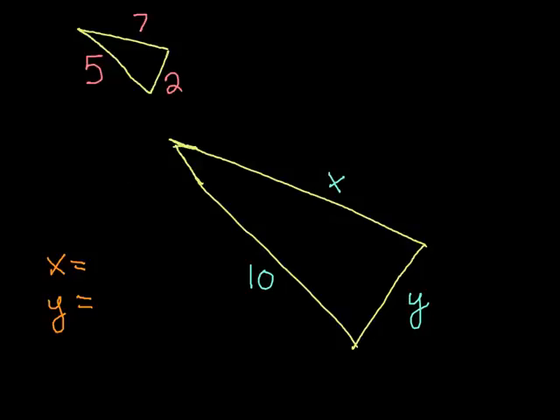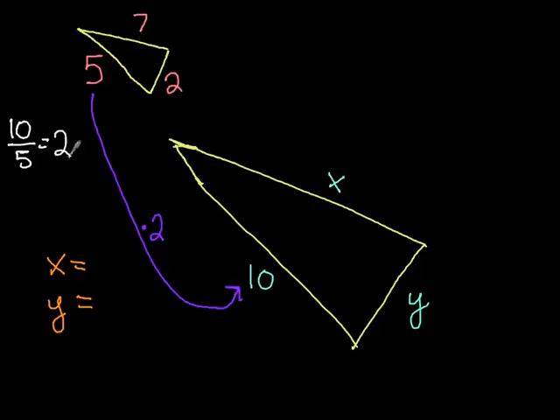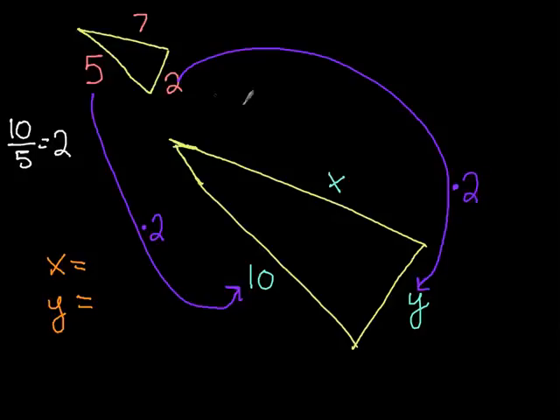Oops, let me redo that. So we're going from 5 to 10. To get from 5 to 10, we have to multiply by 2. And if you like to do it the division way, we know that 10 divided by 5 equals 2. So when we're going from 2 to the corresponding side over here, we're going to have to multiply by 2. And 2 times 2 is 4, so we know that y is going to equal 4.